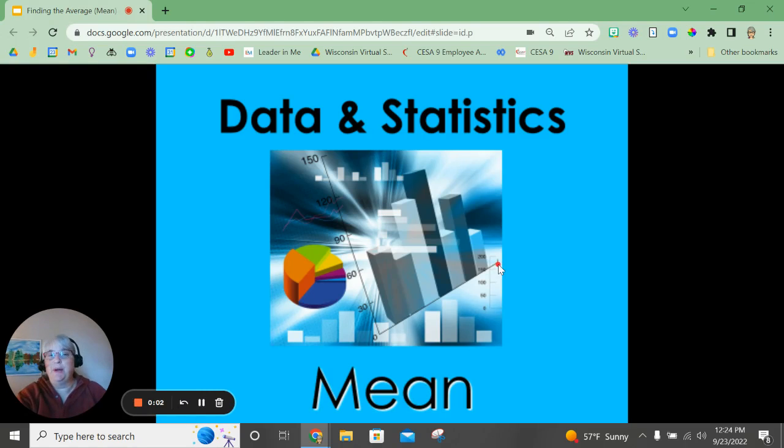Hey there, really quickly, I'm going to show you how to figure out the average of a group of numbers. The way I'm showing you to figure out the average is also called the mean. There are different types of averages. This one that I'm showing you is called the mean. Most people call it finding the average as well, so both terms can be used.